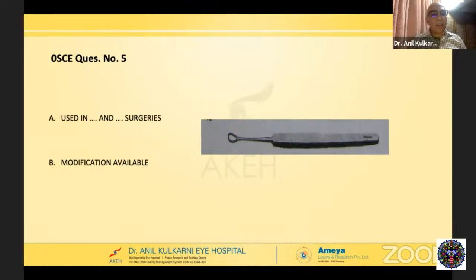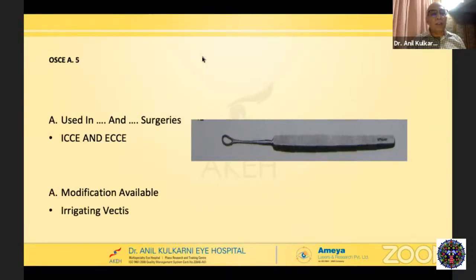In which surgeries it is used and what is the modification available? So it's used in ICCE and ECCE surgeries. ICCE for the complete lens, ECCE for removal of the nucleus. The modification available is called irrigating vectis. So you have multiple holes here and you can get a fluid which comes and the flow comes out from the tip.